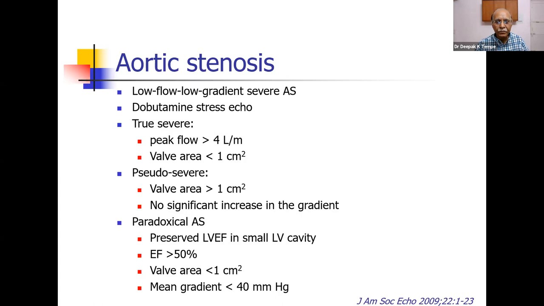So the stroke volume decreases because the preload is less. The LV is not able to accommodate sufficient volume. Therefore, the stroke volume is less and therefore the gradient is less. So this is differentiated by looking at the ejection fraction.